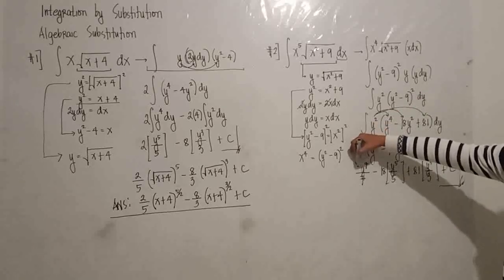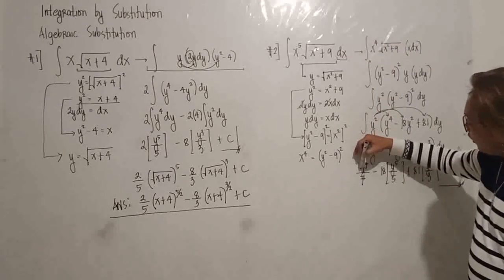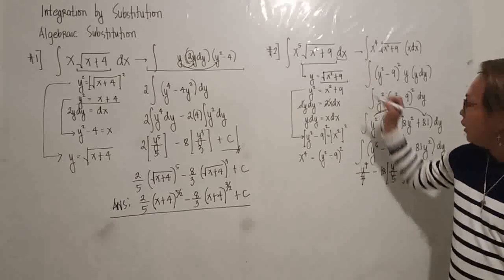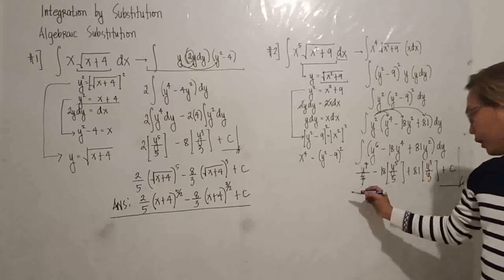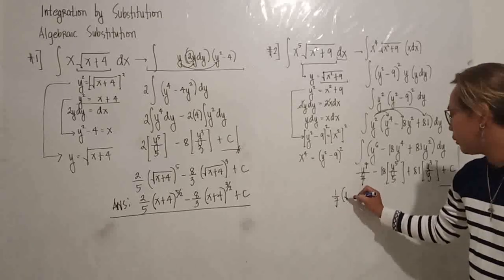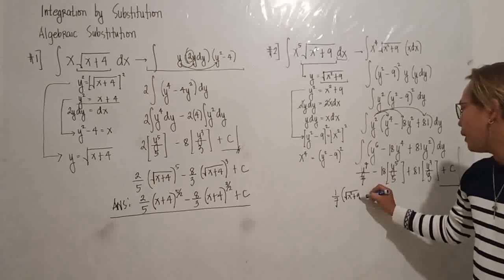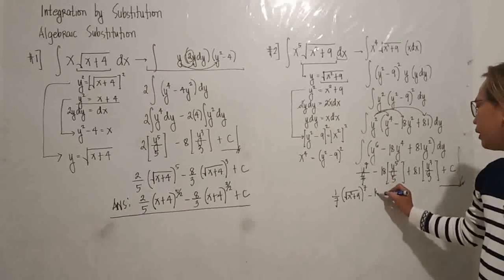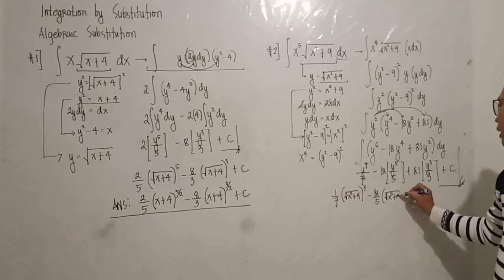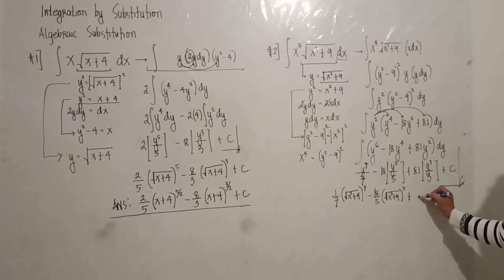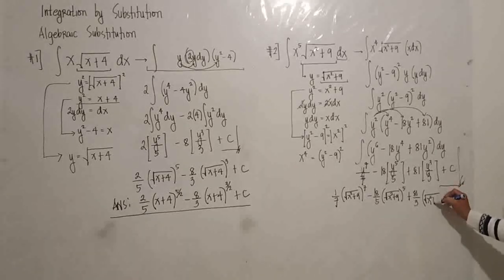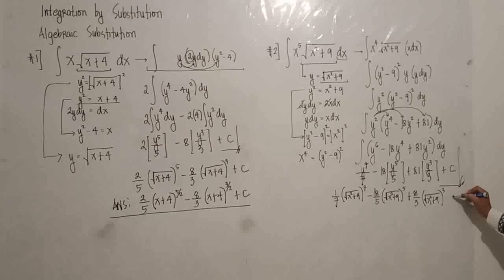Kaya lang, the equation is in terms of y. So, you need to have the equation of x. So, papalitan mo si y ng square root of x squared plus 9. So, this will be 1 over 7. Then, the square root of x squared plus 9 raised to 7 minus 18 over 5. Then the square root of x squared plus 9 raised to 5 plus 81 over 3. Then the square root of x squared plus 9 raised to 3 plus c.